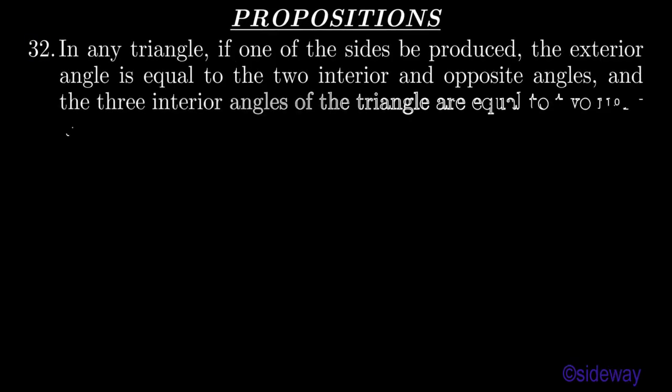Euclid's Elements, Book 1. Propositions. Proposition 32. In any triangle, if one of the sides be produced, the exterior angle is equal to the two interior and opposite angles, and the three interior angles of the triangle are equal to two right angles.